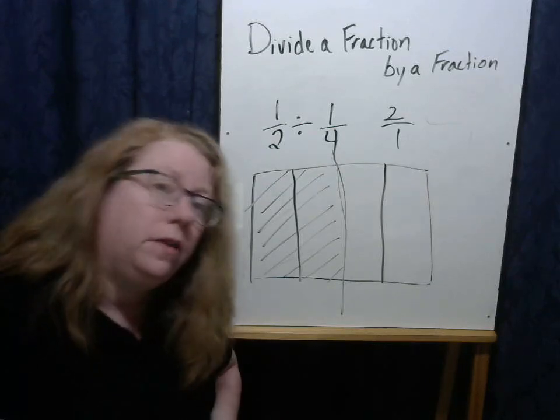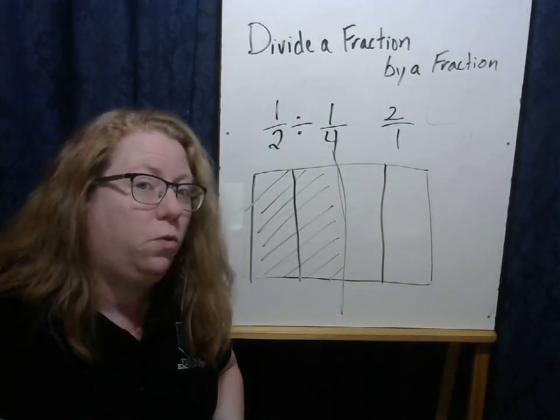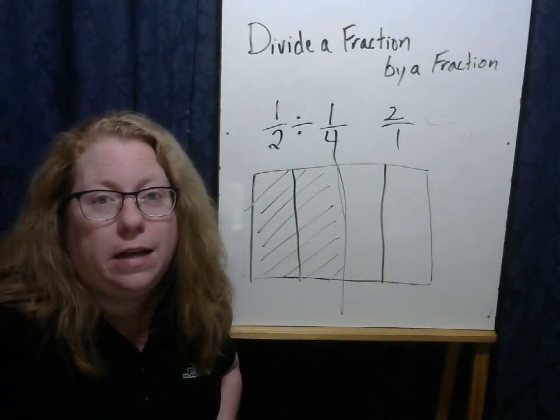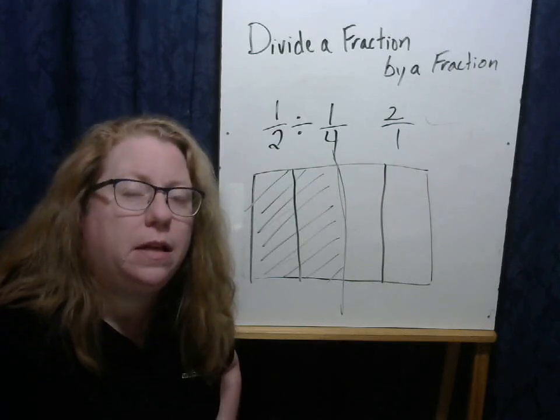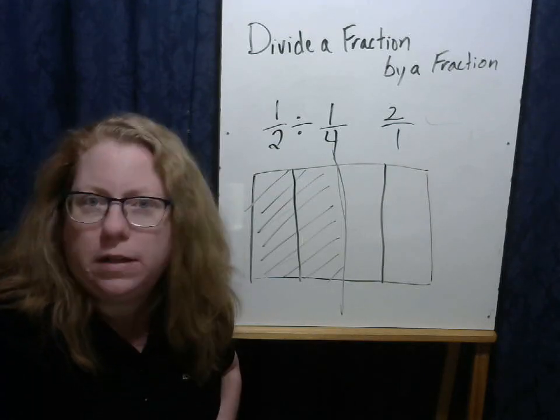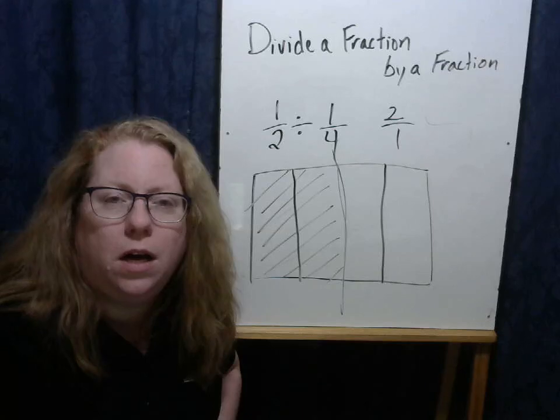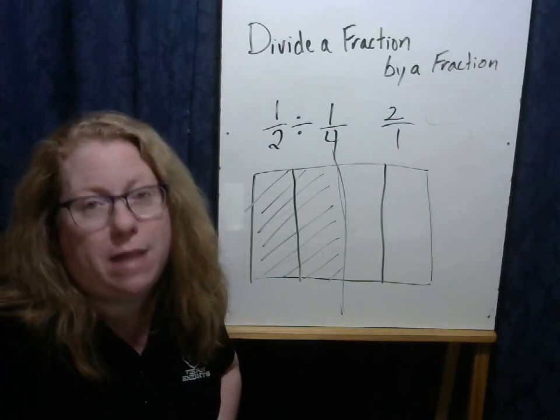I realize this could be a little confusing, but I just wanted to model what's actually happening when you're doing the division. I highly recommend that you play around with it a little bit, but definitely the keep, change, flip, or the copy, dot, flip is your best bet to guarantee you get the right answer as long as your math is correct.